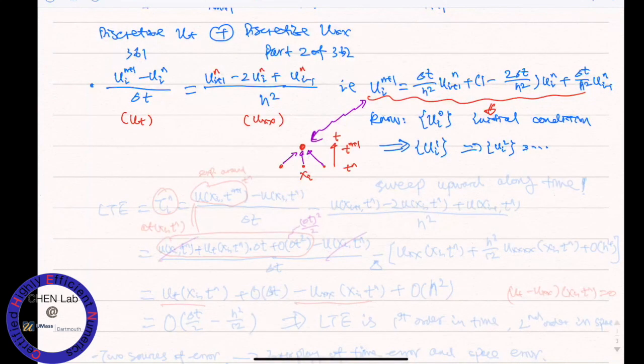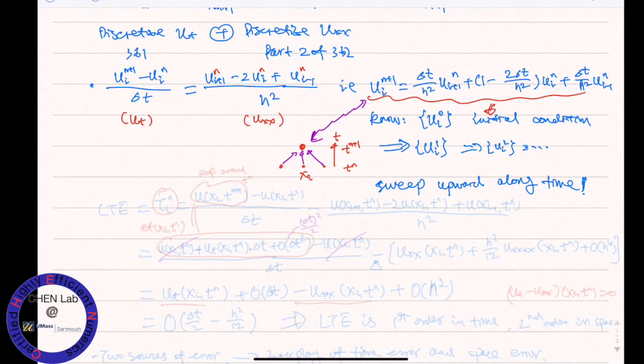That allows us to do the iteration that we just described. Given ui0, the initial condition, I can calculate ui1, and given the newly calculated ui1, I can calculate ui2. You sort of sweep upward along time. You sweep from the initial condition all the way to the final time. So there's really nothing fancy about this scheme. We basically combine the two schemes that we have. We do need to do a little bit of analysis.